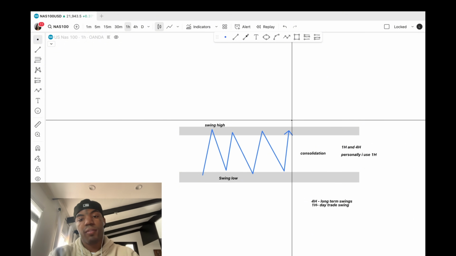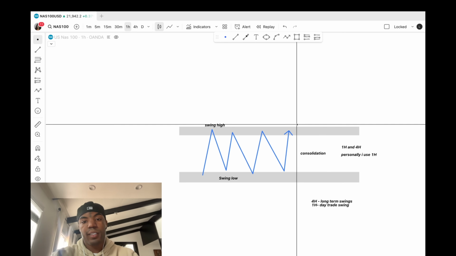We'll get more into time frames later on down the line because they play a big part in ICC, especially that correction phase, correction going into the continuation phase, which is the next video. Time frames play a big part in that correction going into continuation.